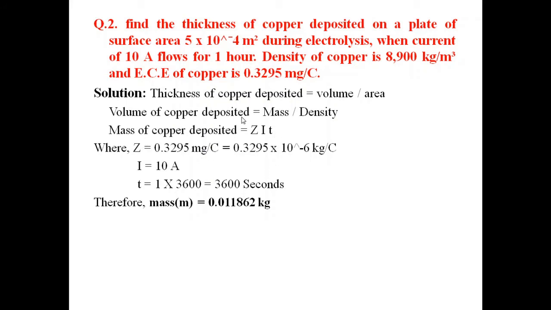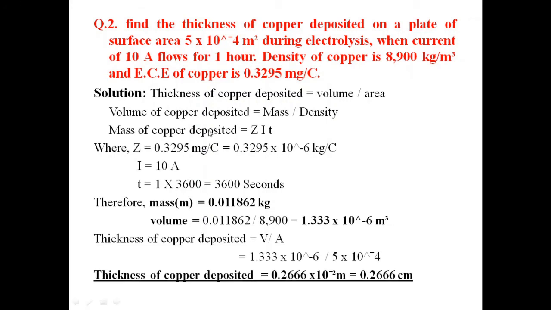Now we will find the volume. After getting volume we will find the thickness. So volume can be given as mass by density, mass divided by density values. So you will get the answer as 1.333 into 10 to the power of minus 6 cubic meter. Now substitute this volume in the thickness formula.